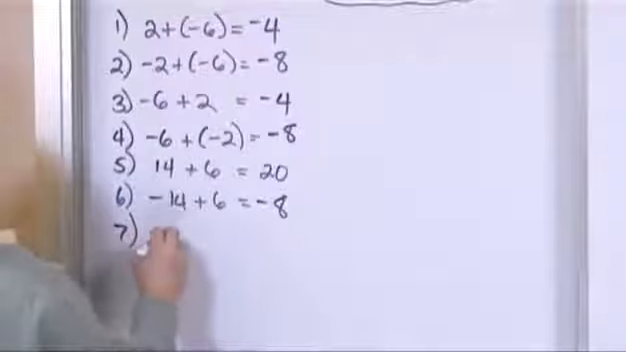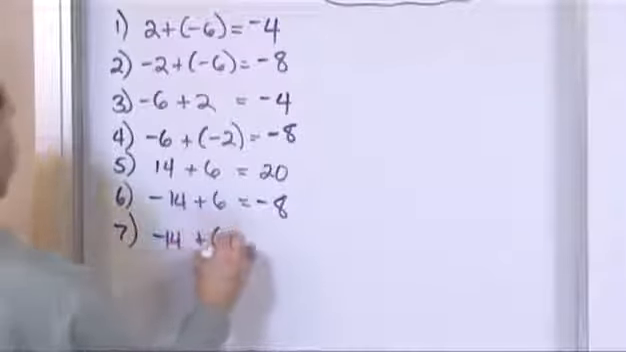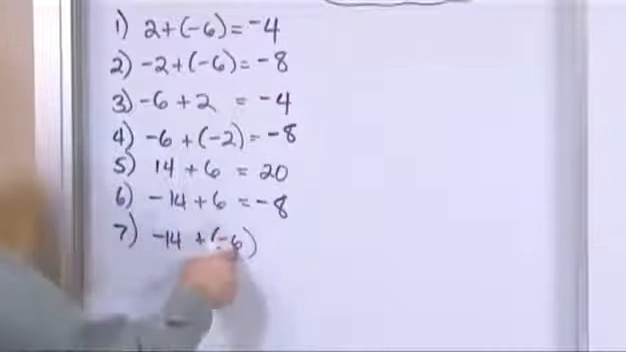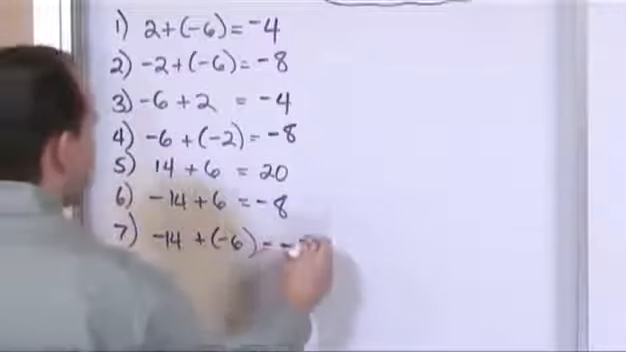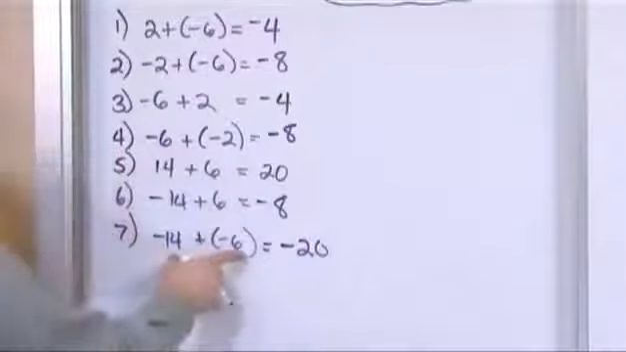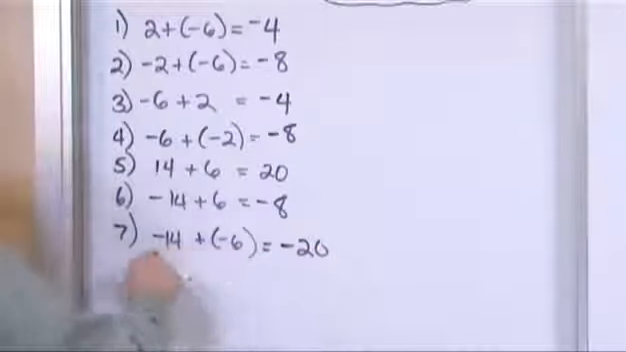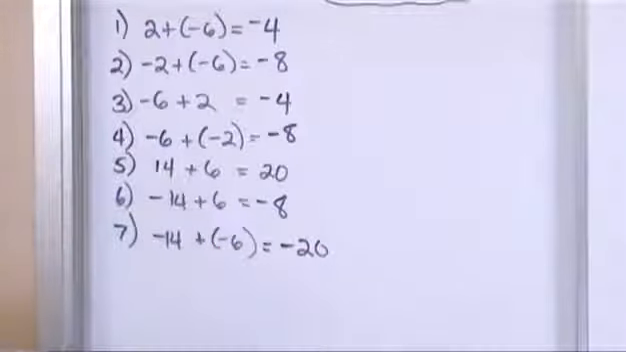Negative 14 plus negative 6. Negative plus negative is always going to give me negative. 14 plus 6 is going to be 20. So when they're the same sign, I always add the absolute values, and I take the sign because it always keeps the sign of what I was adding there.